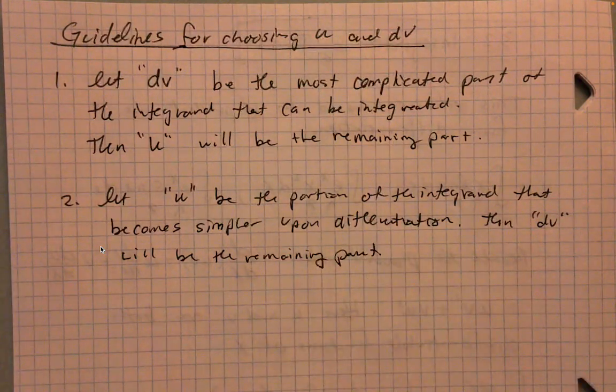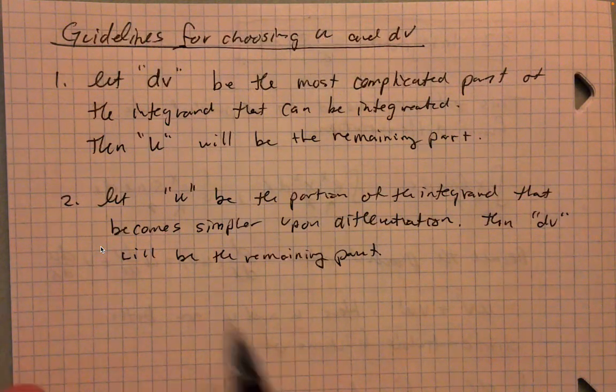I know this is all very abstract yet. Well, as soon as we do an example, we'll see. Okay, so two basic guiding principles in your selection of u and dv. First of all, if there's a complicated part of the integrand that you know how to integrate, that's always a good choice for dv, and let the rest be u. If there's a portion of the integrand that you know how to differentiate, and when you differentiate it, it becomes a simpler function, that's a good choice for u, and let the rest of the thing be dv.